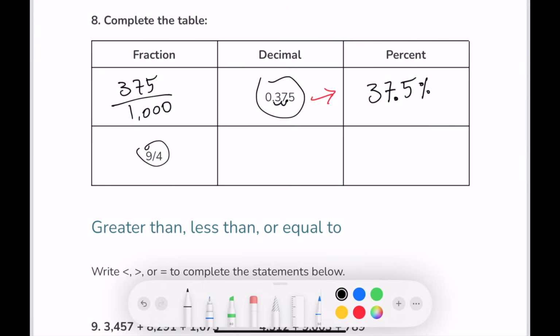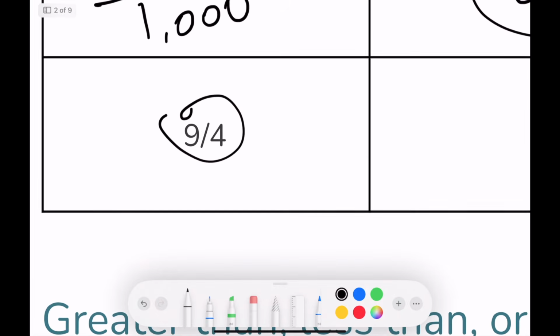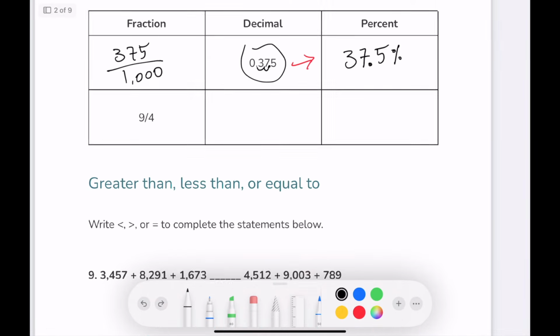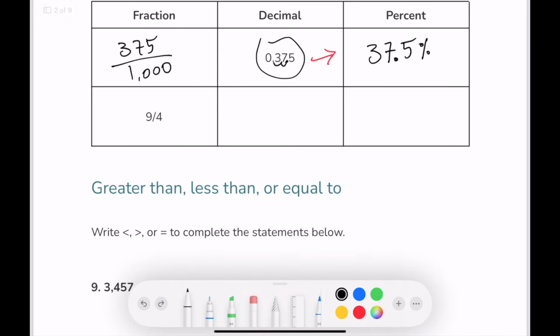This one's going to be a little more tricky. This is an improper fraction. Remember, improper fraction is when the numerator is larger than the denominator. We have 9 over 4. How do we make this a decimal or a percent?